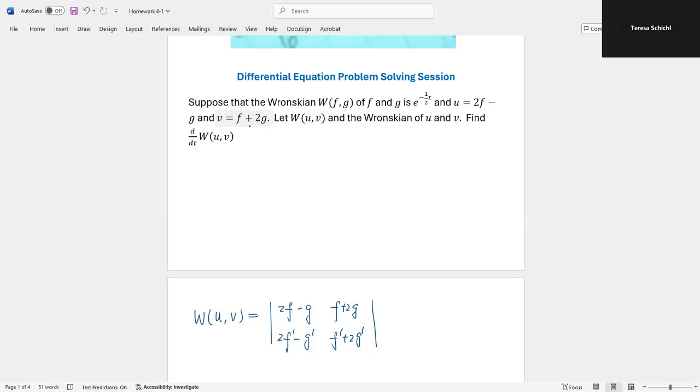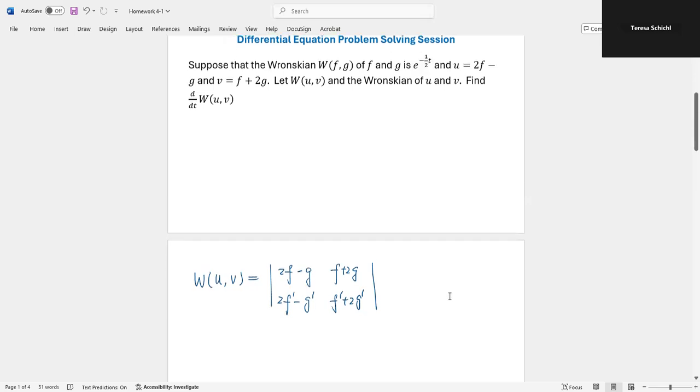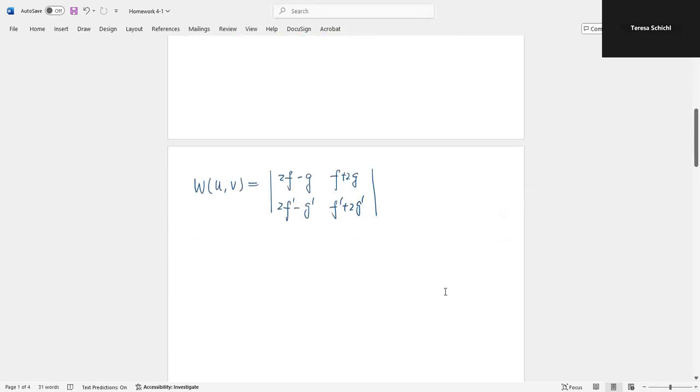Then we do a lot of algebra to solve it, and substitute the Wronskian of f and g to solve it. Yeah, we can do that. That will involve a lot of algebra, or we can use these properties here.